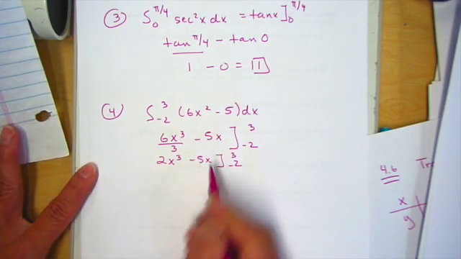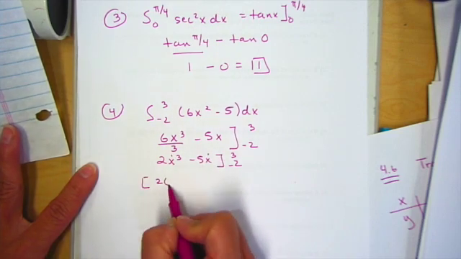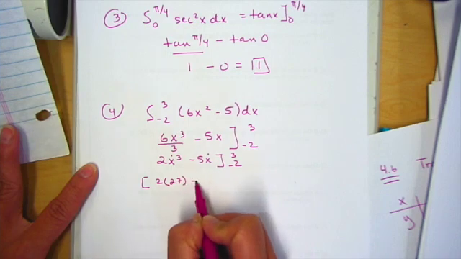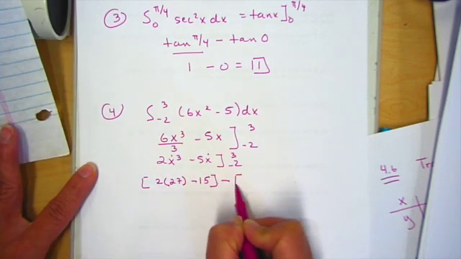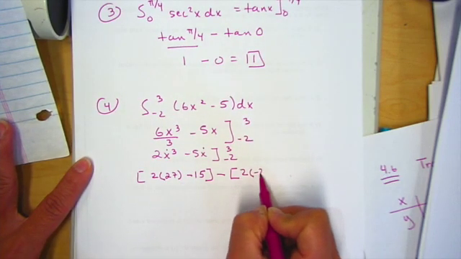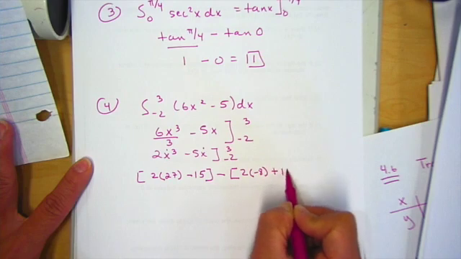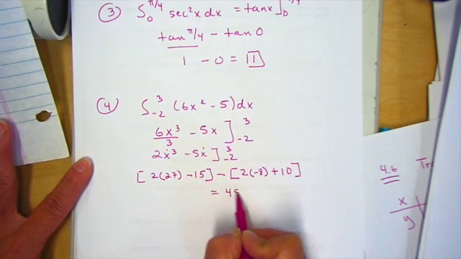So I'm going to plug in the 3 here and here. So if I do that, I get 2 times 27 minus 15. And then you're going to subtract off what you get when you plug in negative 2 into everything. So that would be 2 times negative 8. This is going to become a plus 10 here. And if you punch this all out, do the arithmetic, you'll get to 45.